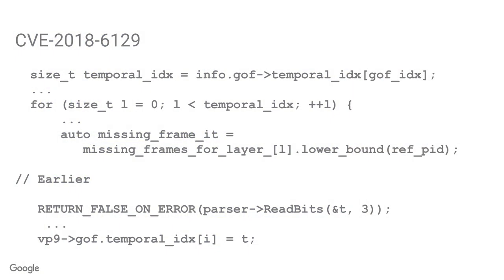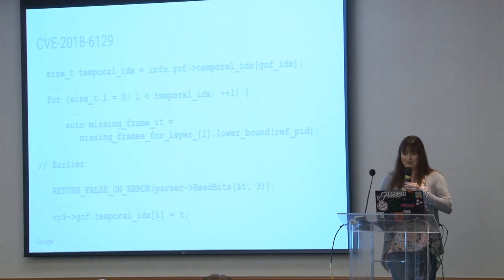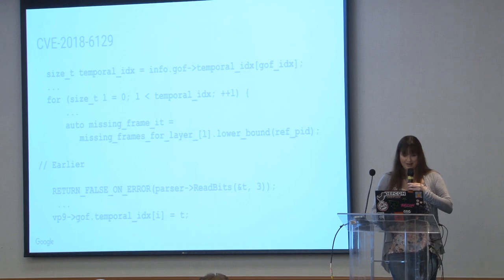Now, this bug is a more typical bug. If you start off at the top, you're going through this loop with temporal IDX, and then you're indexing at L. Where did L come from? Well, you read it out of the packet. This was a clear size mismatch. They allocated a buffer of 5 for this, but if you read 3 bits, if you think about it, that can go up to the value of 7. So that ended up being just 2 out of bounds.